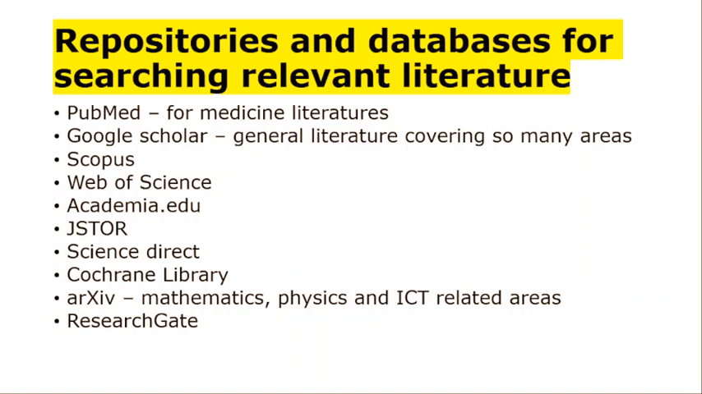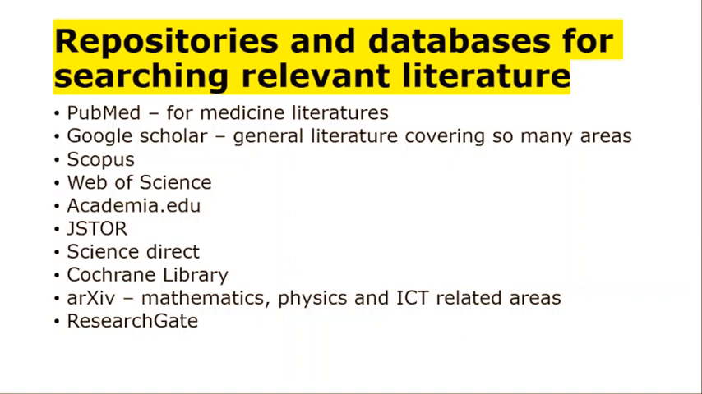Now let's move to the various repositories and databases that you can use to search for relevant literature. And we have PubMed for medicine literature. We also have Google Scholar. We have Scopus. We have Web of Science, academia.edu. We have JSTOR. Then Science Direct. Then we also have the Cochrane Library. We have arXiv. Then also ResearchGate. These are some of the repositories and databases that you can use to search for relevant literature.